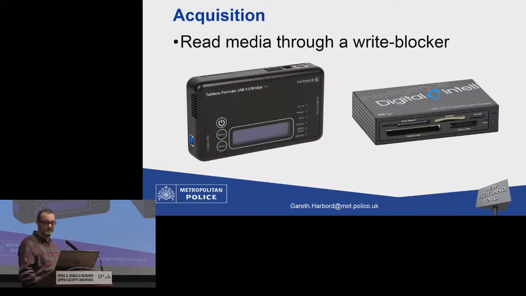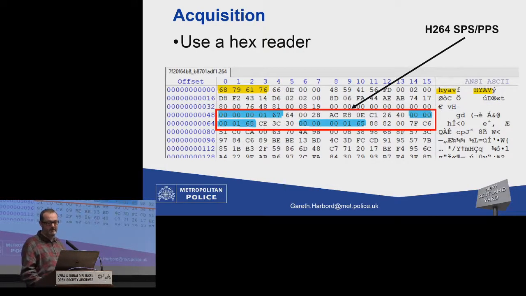When we do extract the hard disk and start looking at the data, we usually use a Tableau. Any write blocker that's been verified will do. It doesn't have to be Tableau, it's just what we're using at the moment. Then I'll normally start looking at the data in a hex reader. It's the only way to do it. Sometimes people think they're being helpful by bringing you an empty shiny disk with no context, which is fun.